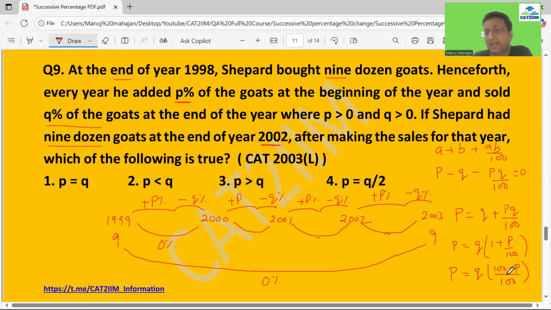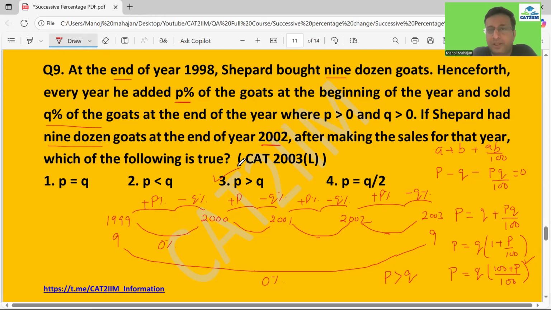So you can understand that this Q is being multiplied with the number (100 plus P) divided by 100, which is surely more than 1. So can I say if Q is a number multiplied with more than 1, of course my value of P is going to be more than Q, which is your option number 3 out here.